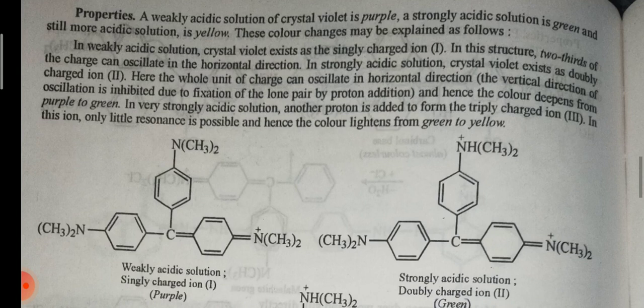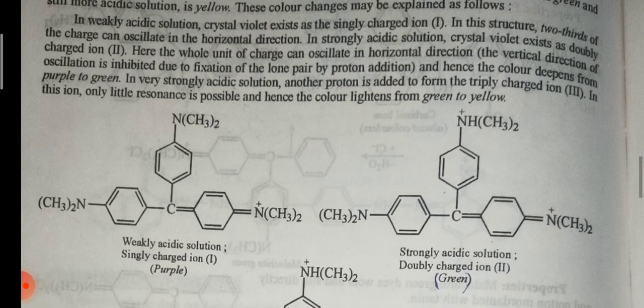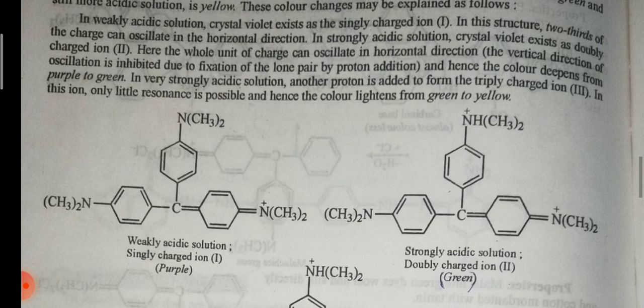In this structure, 2/3 of the charge can oscillate in the horizontal direction. In strongly acidic solution, crystal violet exists as doubly charged ion 2. Here, the whole unit of charge can oscillate in horizontal direction. The vertical direction of oscillation is inhibited due to fixation of lone pair by proton addition, and hence the color deepens from purple to green.